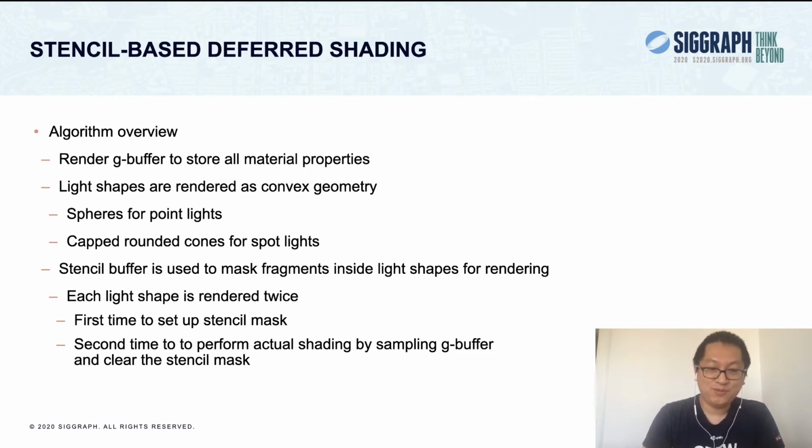We just render the gbuffer to store all the material properties, and then all the lights are rendered as geometry, light shapes, convex geometry. So we have a sphere for point light, and a capped round cone for spotlight. The stencil buffer is used to mask the fragments inside the light shapes for rendering, and each light shape is rendered twice, right? The first time is to set up the stencil mask, and the second time you actually do the shading. So you will sample the gbuffer and do the shading on the masked pixels.